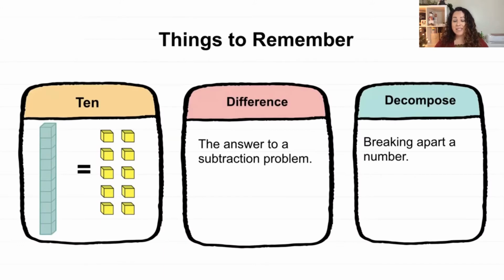So one of the main things to remember is when you have a group of 10, you can bundle it or you can unbundle it, but it doesn't matter how you have it, they're still equal. One group of 10 is equal to 10 littles, and 10 littles is equal to a bundle of 10. Also, the difference is the answer to a subtraction problem. And when we decompose, we're breaking a number apart. We're going to be doing that a lot with our tens. So let's go ahead and continue.